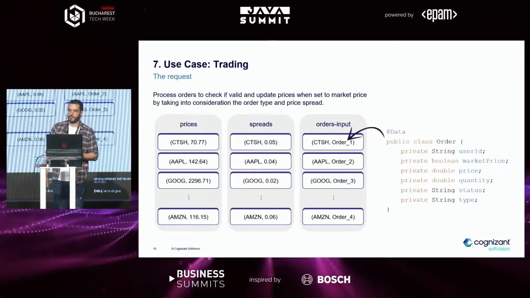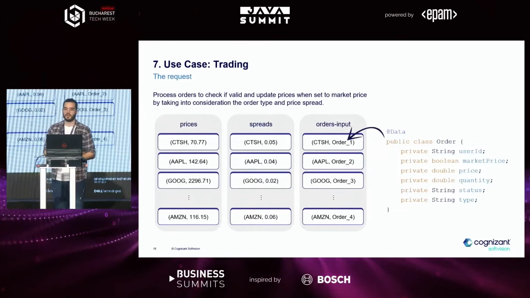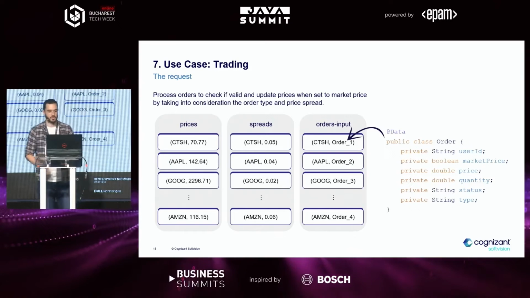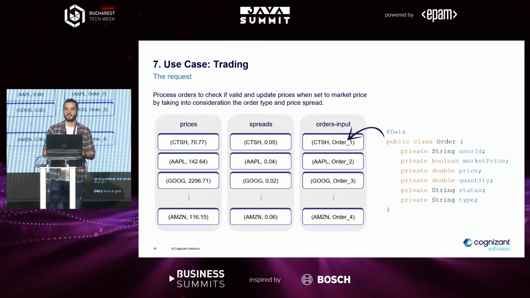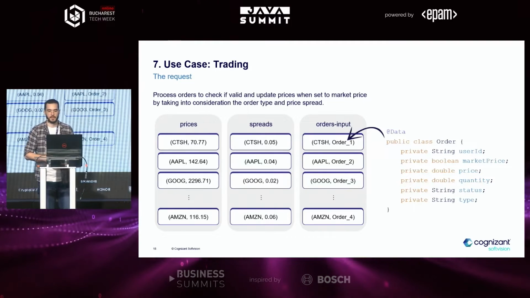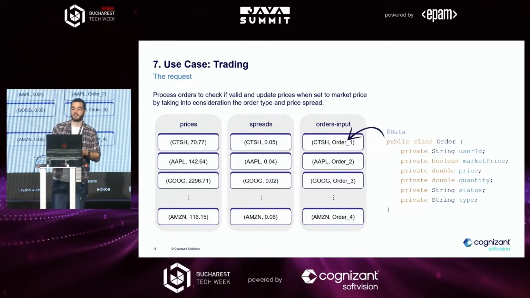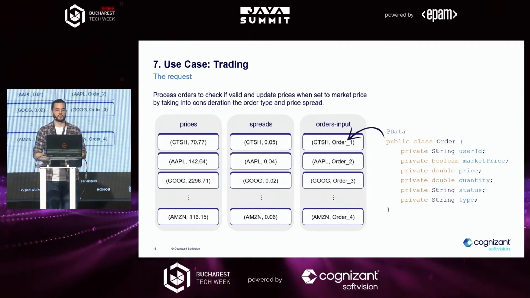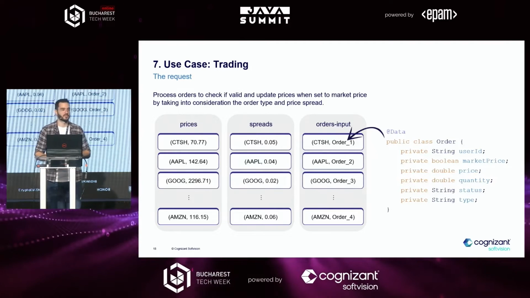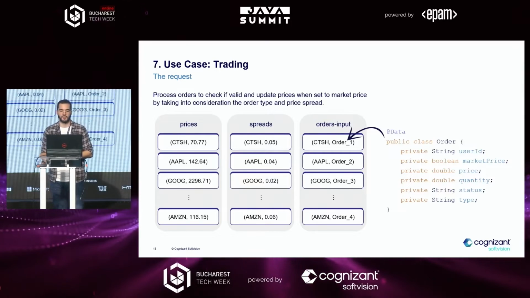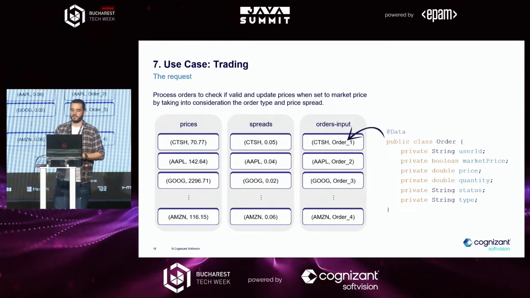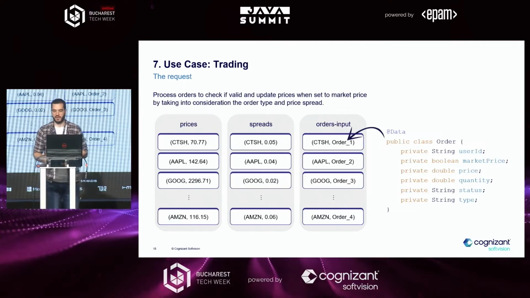So what is the request? The request is to create a simple application that processes orders and checks their validity. Also, update order prices when they are set to market price by taking into consideration the order type and price spread. The price spread translates in large terms to transaction costs or the broker's margin that varies on multiple factors.